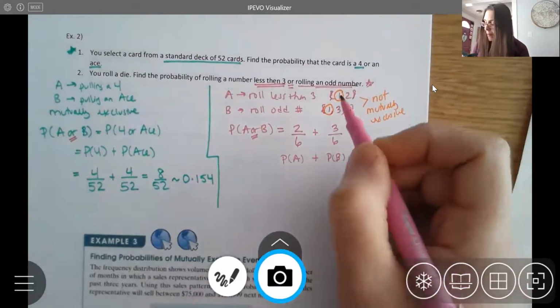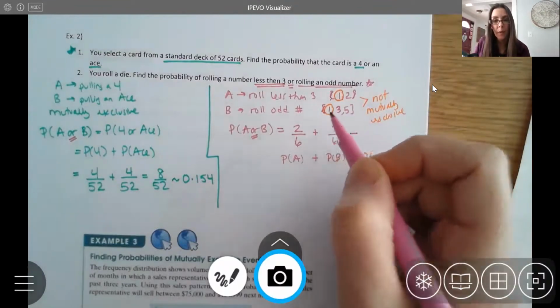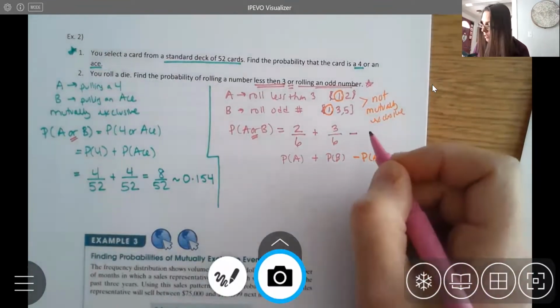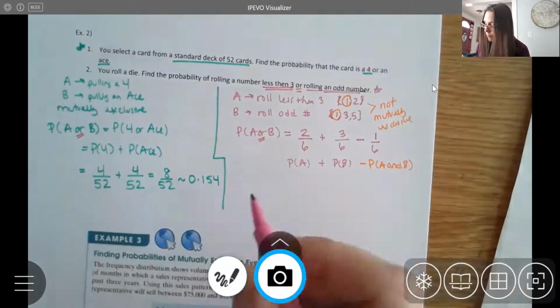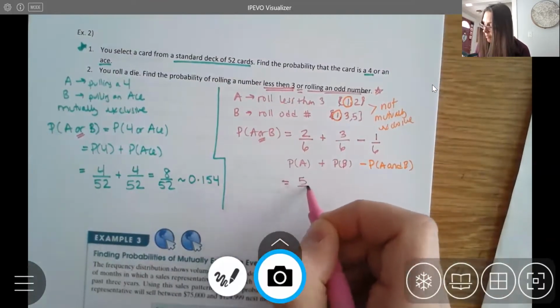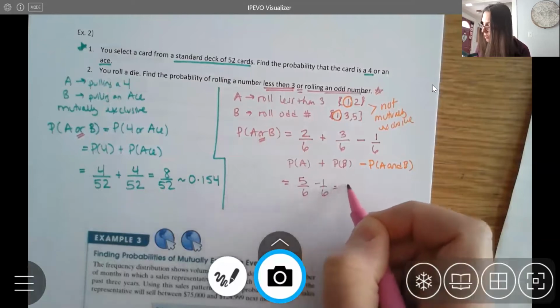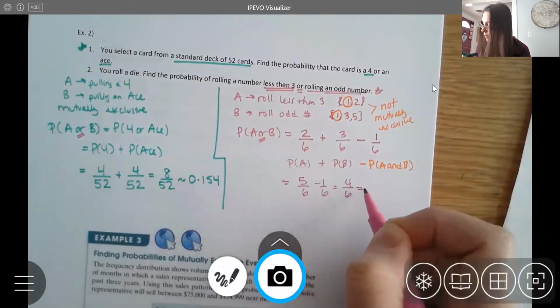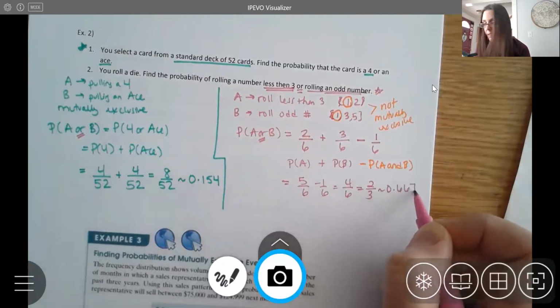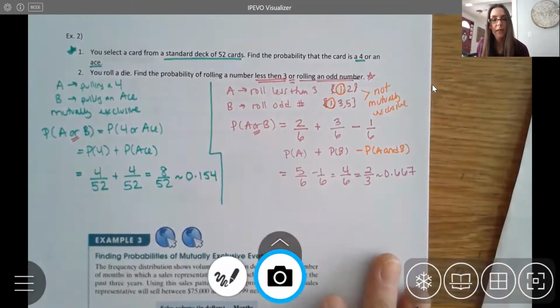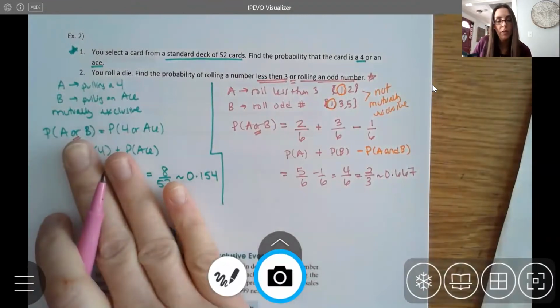And I can see that it happens one time, right? There's one number that overlaps in those 2 regions. So I have 1 out of 6 that I subtract. So I have 5 over 6 minus 1 over 6, which is 4 over 6, or 2/3, so about 0.667.